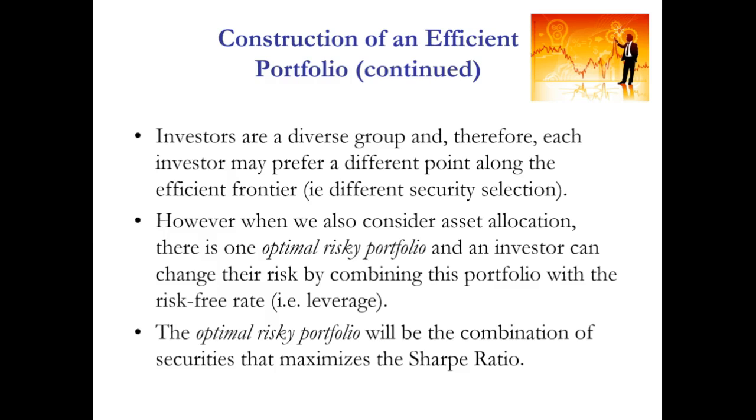The optimal risky portfolio is the portfolio that maximizes the Sharpe ratio of an investor. So that's the one portfolio along that efficient frontier that has the highest possible Sharpe ratio. While we know investors have different preferences toward risk, those preferences can be catered for in the asset allocation decision. Hence, we don't need to consider the degree of risk aversion when coming up with the security selection decision.